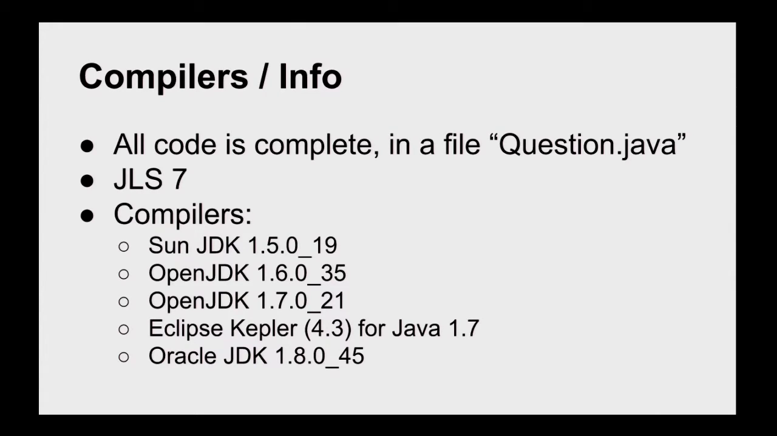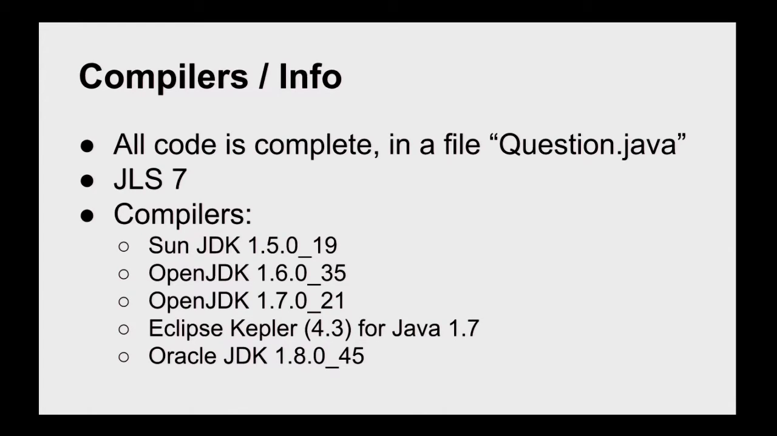A bit of detail. So all the code is complete. That means that excluding the header at the top where I have, you know, question one, question two, you should be able to take exactly what I have on the screen, put it in a file called question.java in the default package, so no named package, and compile it, and it will either compile or not compile. There are also line numbers on the side in some parts.